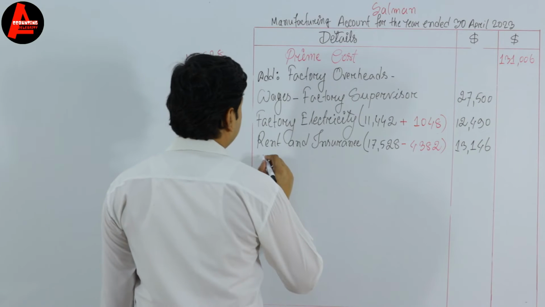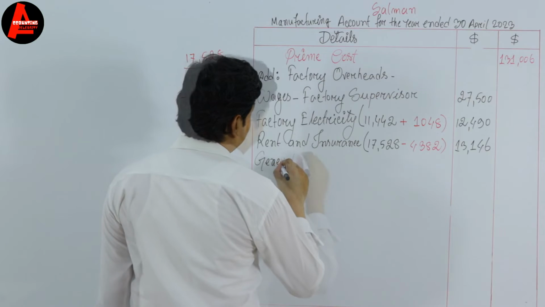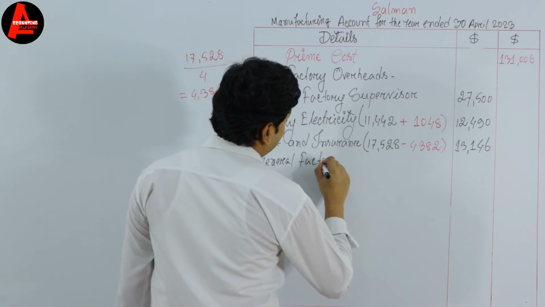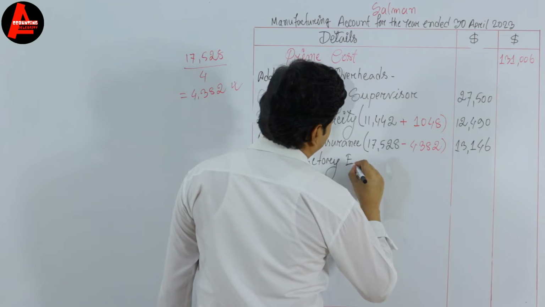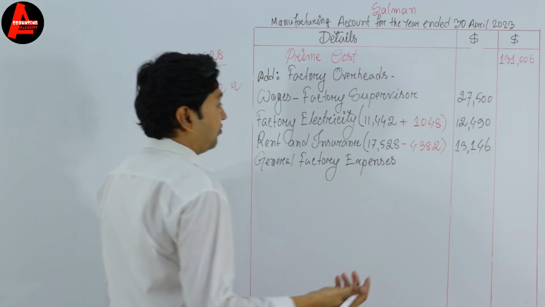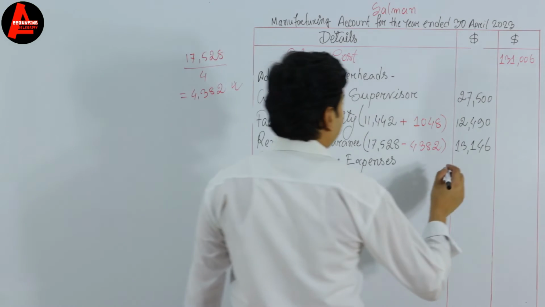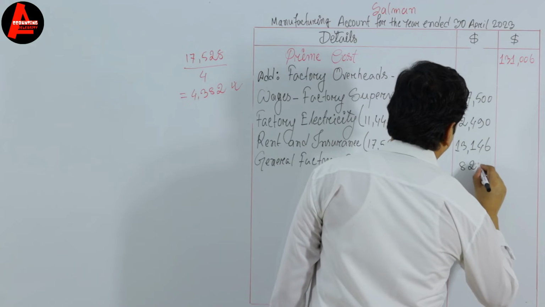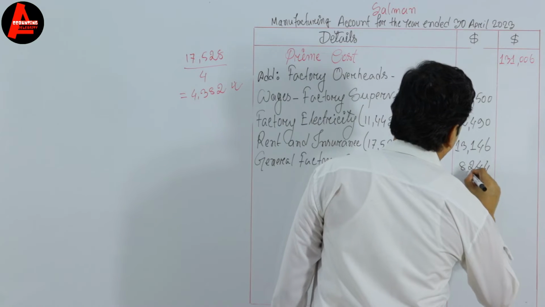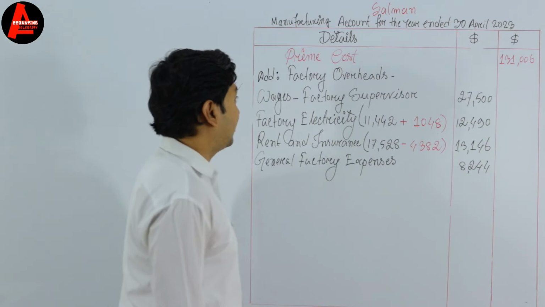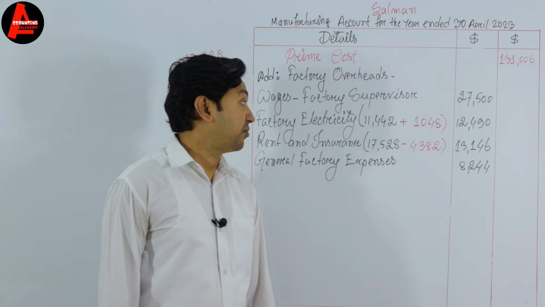We will write here general factory expenses. So there is nothing related to this item, so directly we will write here $8,244. Okay, good. So all 4 items we have taken from the question.